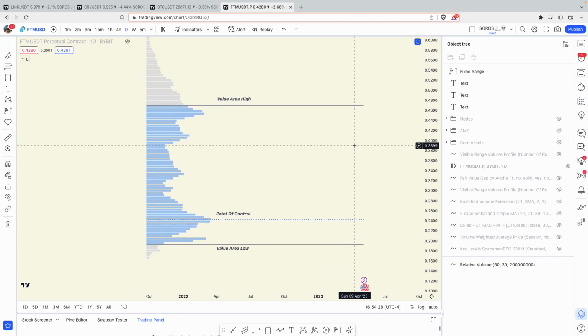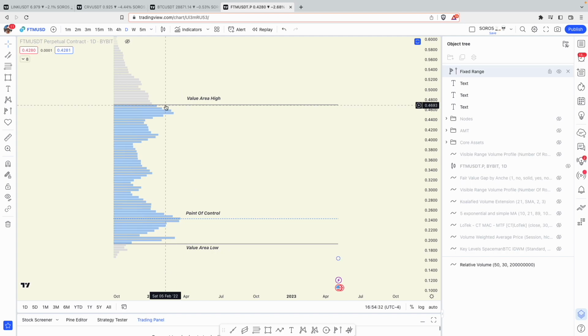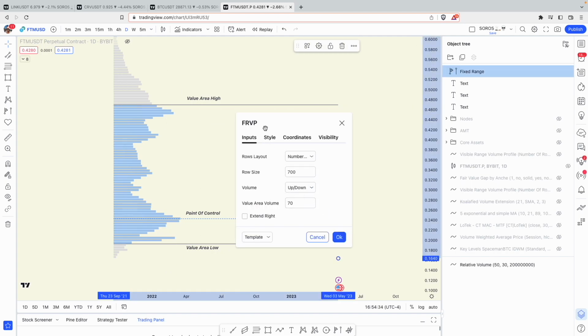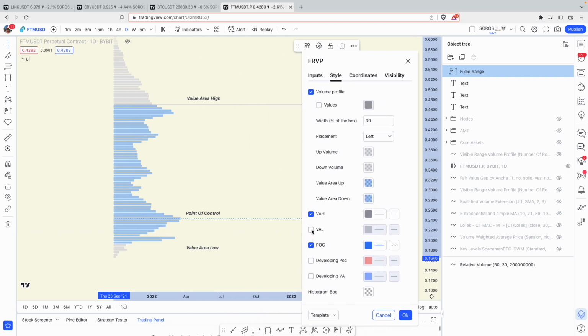Now the key thing with volume profile is you're going to have a value area high marked in. And again, that's going to be this right here. So if I check that off, you notice that line disappears, right? Value area low. If I check that off, you can see that disappears. And then POC, point of control. This is where the highest volume distribution happens. So buys and sells it's accounting for.